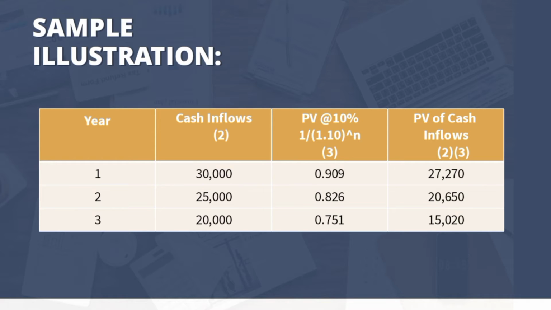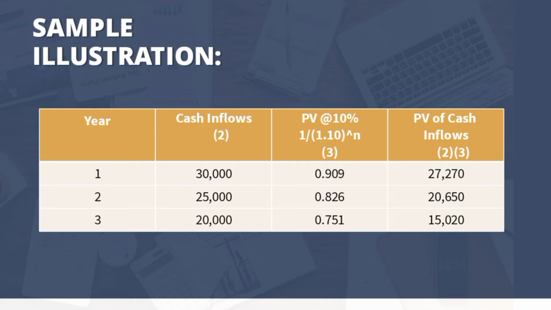So how we come up with this value? Of course, we substitute the factor in the formula 1 minus 1 plus r raised to n. So we have here 1 minus 1 divided by 1.10 raised to 1, which is first year. Kaya 1 yung n natin. So we come up with 0.909. And the present value of cash inflows is equal to 27,270. So apply lang natin yung formula sa next na year, we have 25,000. Multiplied natin sa 0.826, we could get 20,650. And also for the third year, 20,000 times 0.71, we have 15,020.